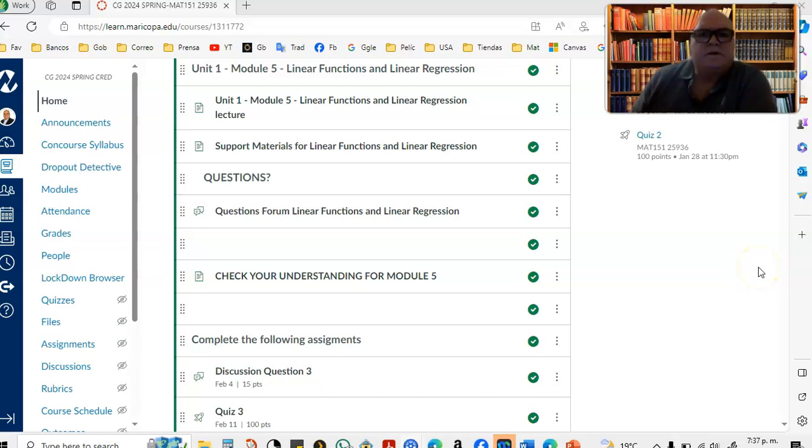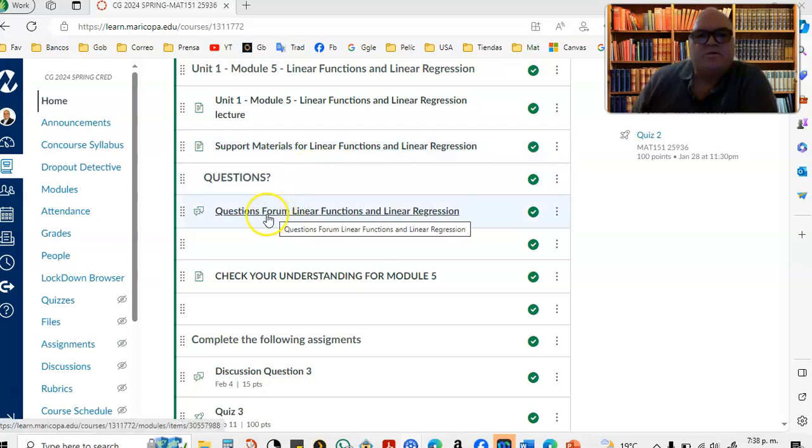Hi everybody, welcome back. This week we're going to cover Module 5, which is linear functions and linear regressions. Here you will have the PowerPoint presentation with all the animations about the linear function and linear regression. Then remember you're going to have the support materials, some text and videos about the linear function and linear regression.